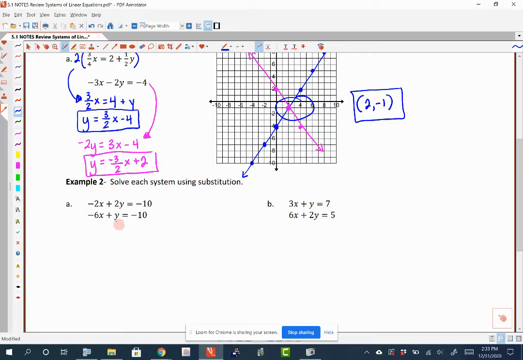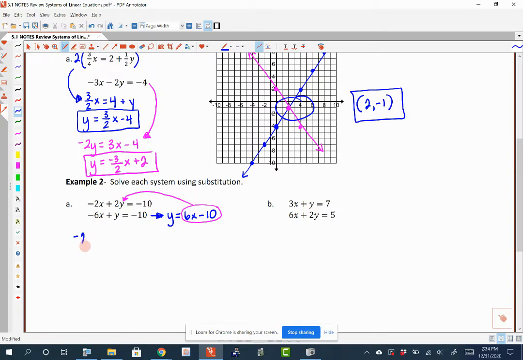So as we look at example A, I'm seeing my second equation. I have a y that I can solve for. So I'm going to think about solving just that little equation for y. So I would just need to add the 6x over with that negative 10. And now I can take all of that I say that y is now equal to, and I substitute it into the other equation and replace that y.